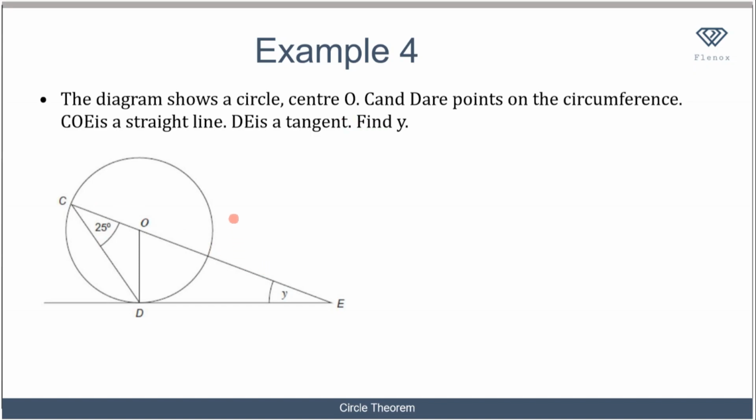COE is a straight line. DE is a tangent. This line is a tangent. We are now told to find the value of y. So here we have to start manipulating.